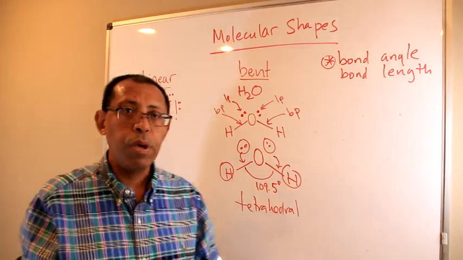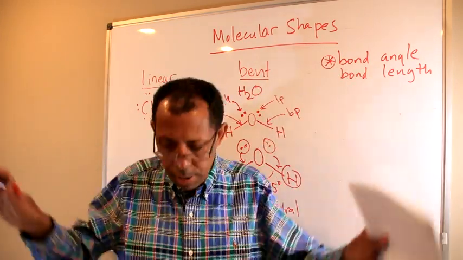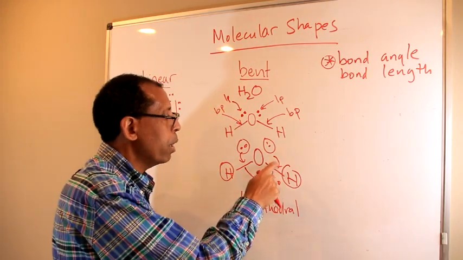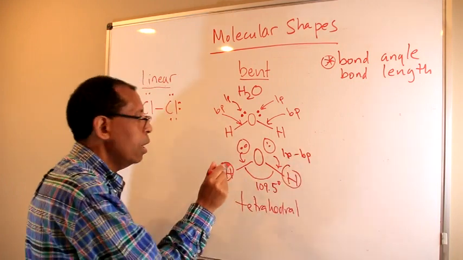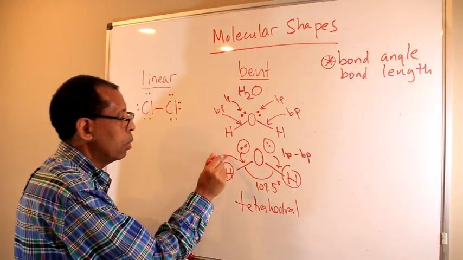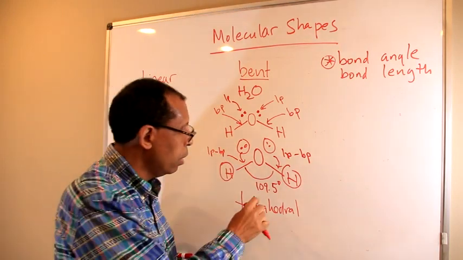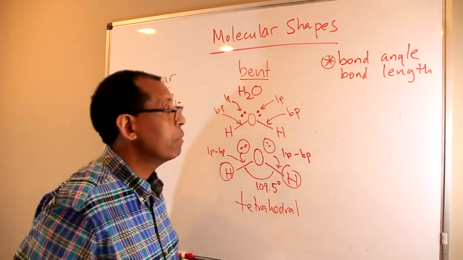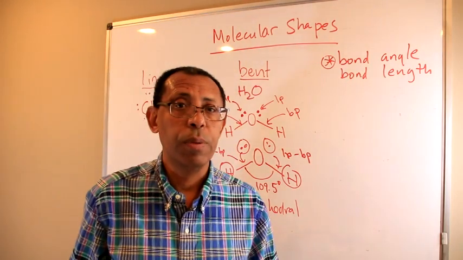This is because the lone pairs want to maximize their distance between them, so they push down by lone pair bond pair interaction. If you just look at here, the lone pair bond pair interaction would push it down as much as to be 109.5.